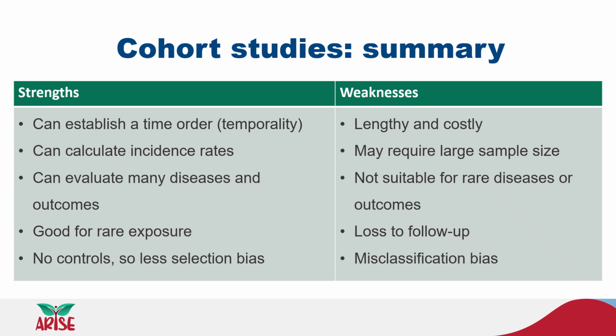But there are a number of weaknesses as well. Given the longitudinal nature, it's very lengthy and very costly. You may require a very large sample size, and it's really not suitable for rare diseases or outcomes because you have to keep recruiting until you find a big enough sample. Loss to follow-up is a very big issue, as mentioned, with cohort studies, and of course misclassification bias, as I already mentioned.